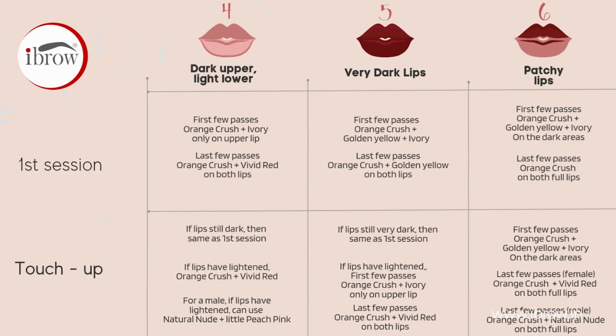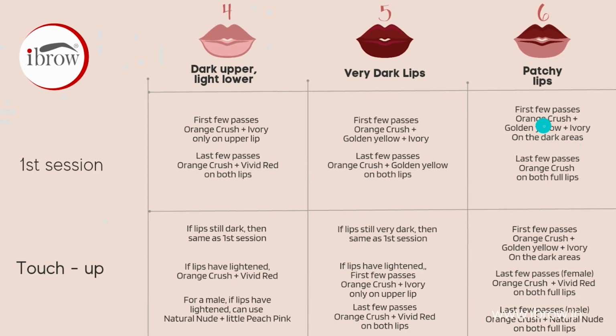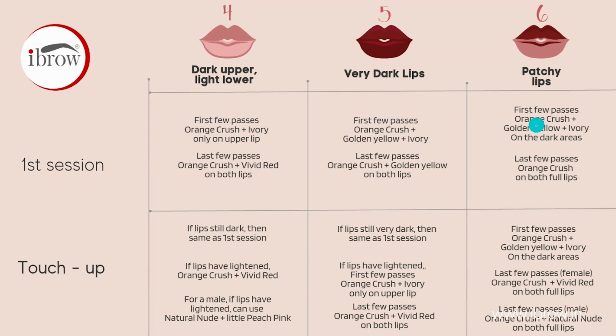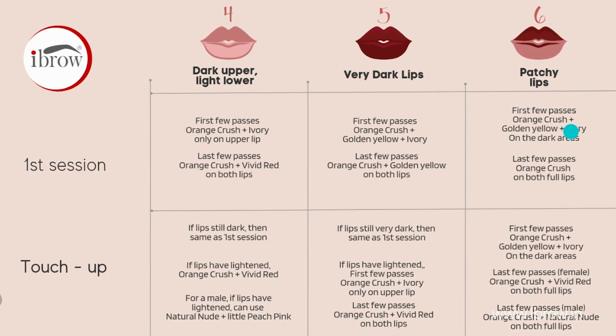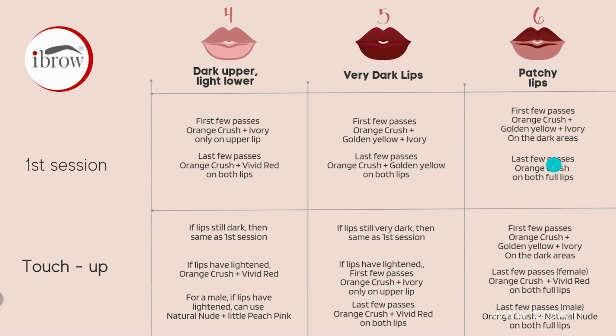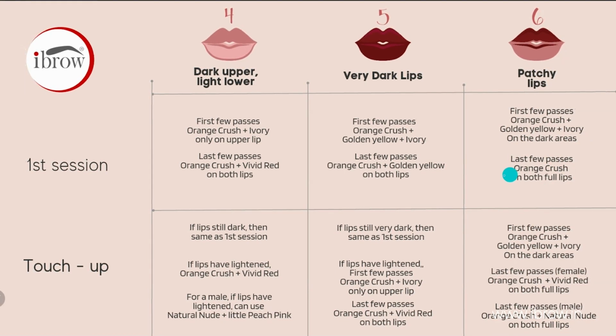So here only on the dark areas in the first session you will do first few passes with Orange Crush, Golden Yellow and Ivory combined. And last few passes only Orange Crush on both full lips, because it will be a patchy lip, so you don't want to use too many colors in the last few passes. You want to have a more uniform coverage.